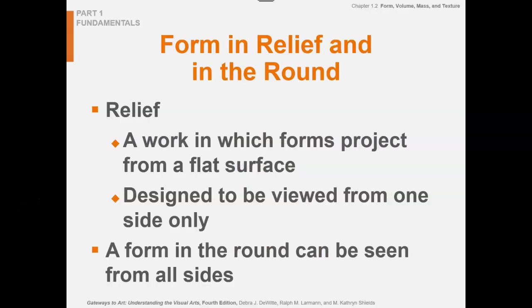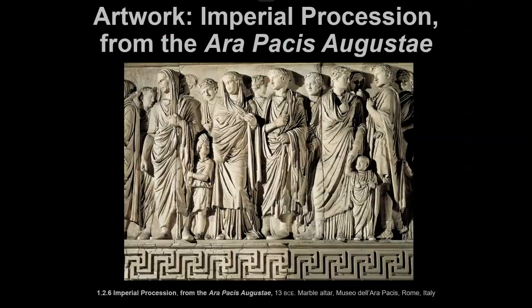In sculpture, we'll also talk about the relief and sculptures in the round. A relief is basically a piece that is only to be seen from one side and one side only. So part of it will be a flat surface. And a form in the round is something that you can see from all sides. So for example, this would be an example of a relief. The back is flat, and so you can't see behind it. You only see the front. You can only view it from the front side.